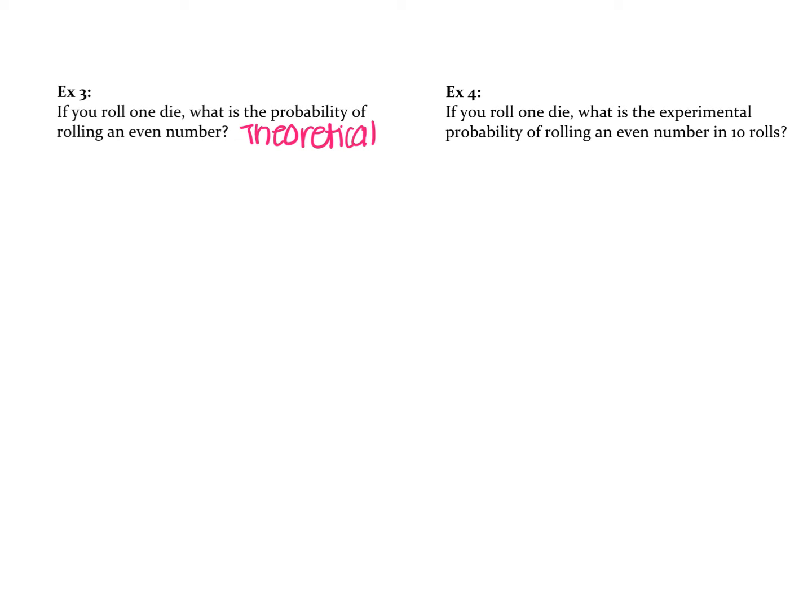So in our case, that would be 3, since there are 3 even numbers on one die, out of the total number of outcomes, which would be 6. So simplifying my fraction, that would be 1/2. And if I were to write this as a percent, I know that would be 50%.